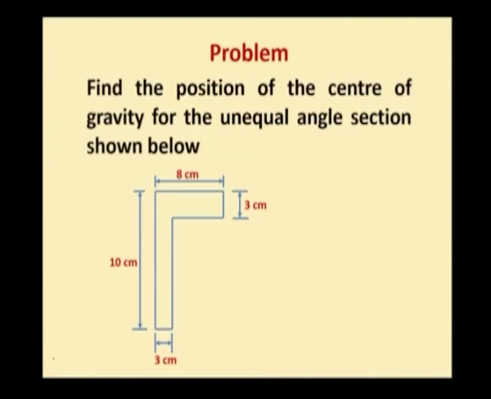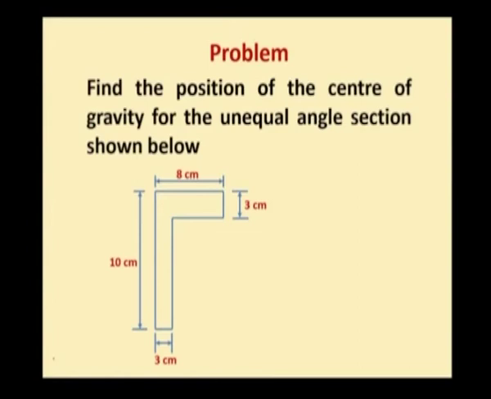Now, this method can be adopted to locate the center of gravity of areas other than conventional geometrical plane areas like square, rectangle, trapezium etc. Now, we shall see a problem for locating the center of gravity of an unequal angle section. These types of angle sections are used for the members of trusses and also as column sections. The dimensions of the unequal angle section are given in the figure. One leg of the angle section is 8 centimeter wide and the other leg is 10 centimeter wide. Thickness of both the legs is 3 centimeter.